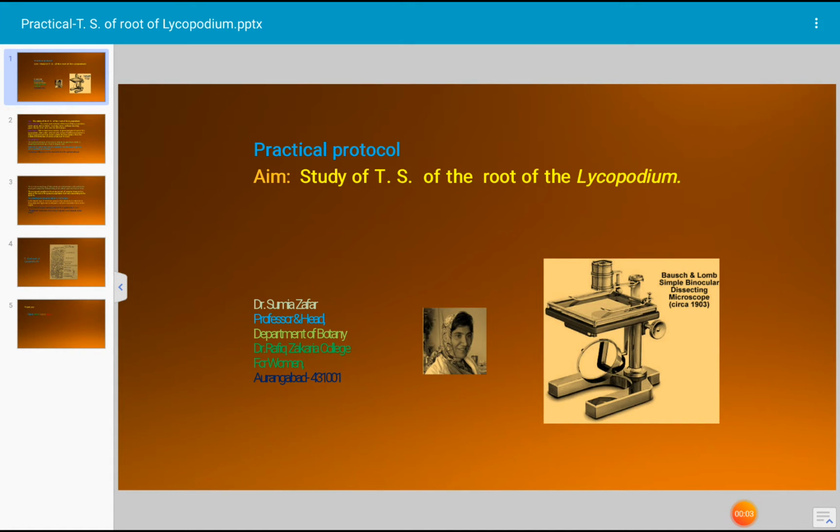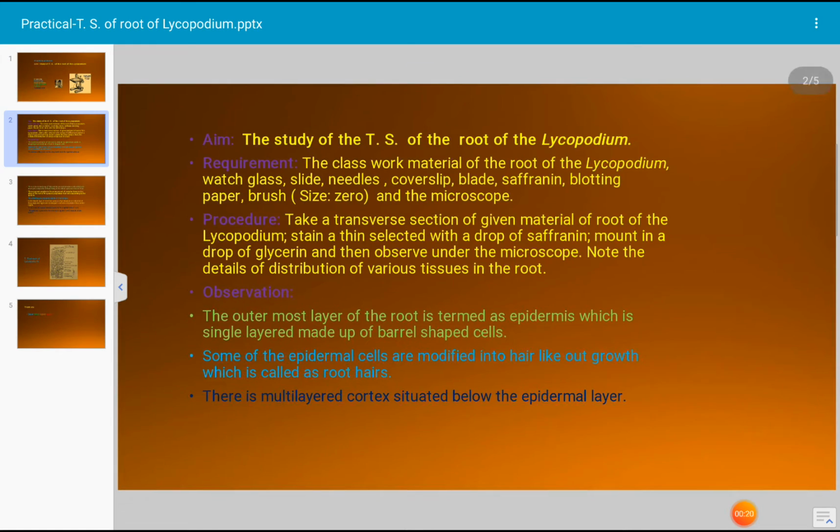Today's topic for discussion is a practical protocol of pteridophytes, and today's practical is study of transverse section of the root of the genus Lycopodium. Lycopodium is a plant of pteridophytes. Let us see how to do the practical.